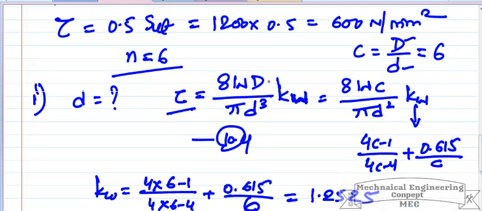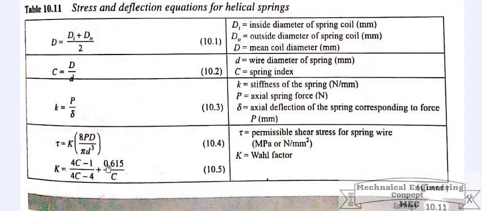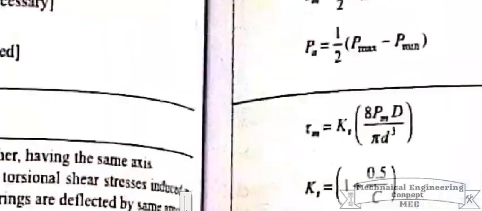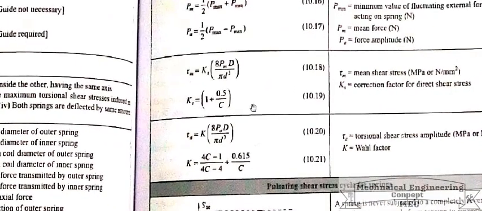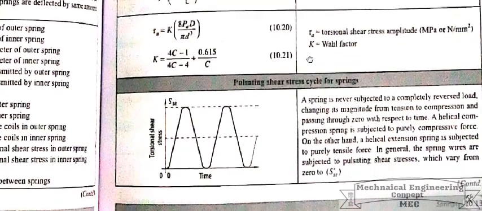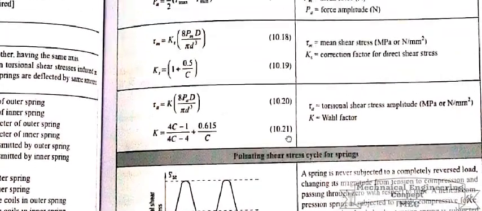Always remember, here we need to select the Wahl correction factor. It means the Wahl correction factor shows the curvature effect in the spring. If we consider shear stress without the Wahl correction factor, then we need to consider this formula, given to us in equation number 10.19. This is the correction factor for direct shear stress, which is not considering the curvature effect, given in page number 10.13 in the design data book.